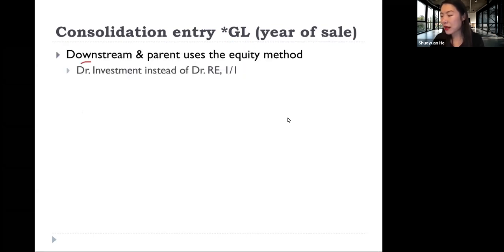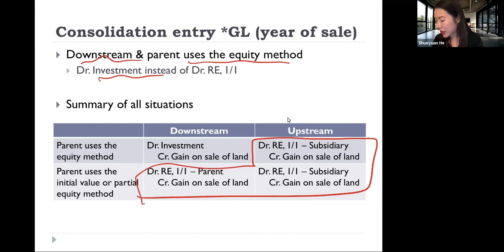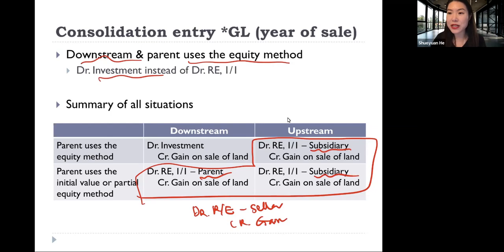And of course, the exception still applies here. If it is a downstream transfer and the parent uses the equity method, we debit the investment account instead. So this is again the 2x2 situation. For all of the other three, except the equity method and downstream, we essentially debit retained earnings of the seller and credit gain on sale of land. If it is downstream, the seller is the parent. If it is upstream, the seller is the subsidiary. And the exception is if the parent is using the equity method and it is downstream, we debit the investment account instead.